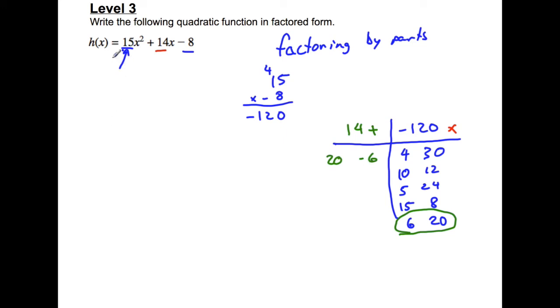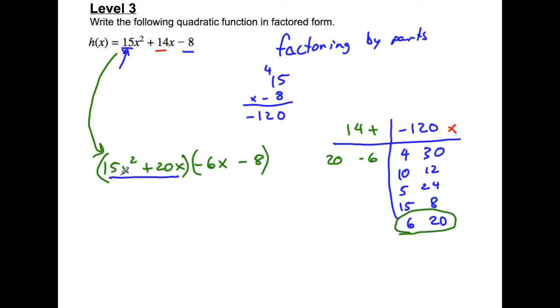So I'm going to rewrite this function now as all of its parts. So what I do now is I kind of split this into two pieces. We've got 15x squared plus 20x, and then I've got negative 6x minus 8. Let's start with this first. What can I take out of both of these terms? What's the highest factor? Well, what I see is a 5x, and I'm left with 3x plus 4.